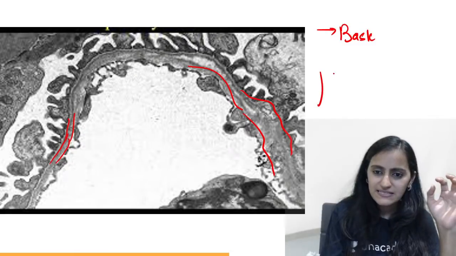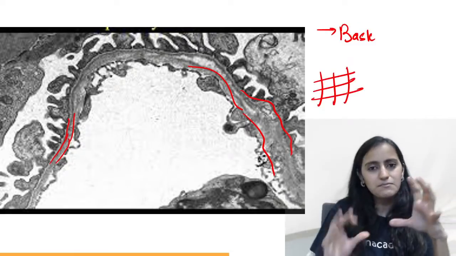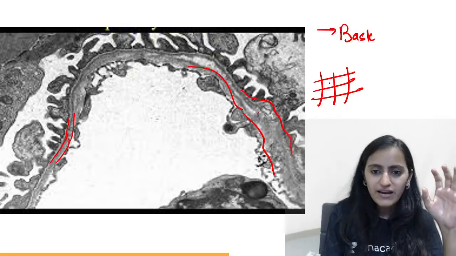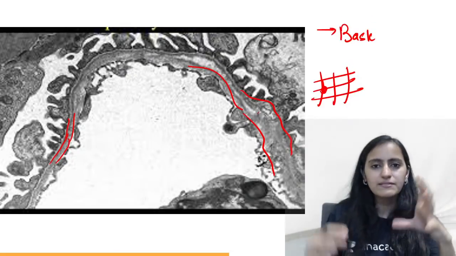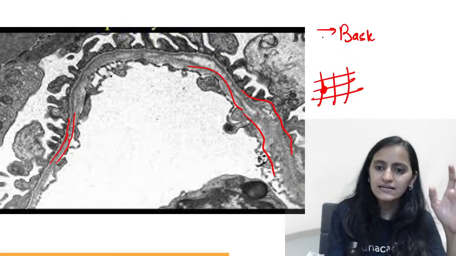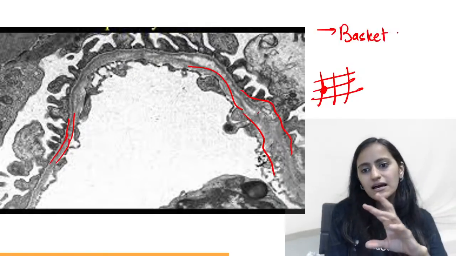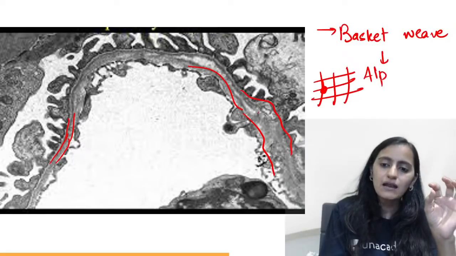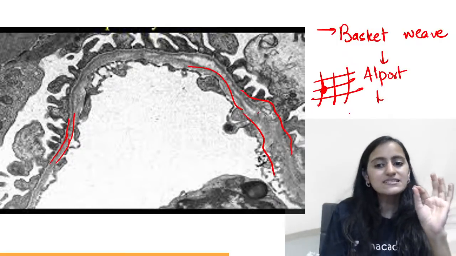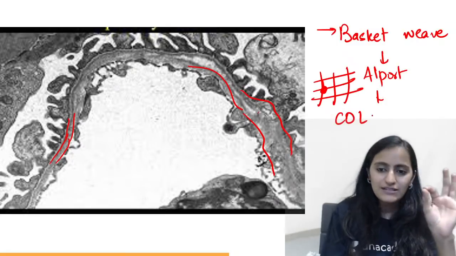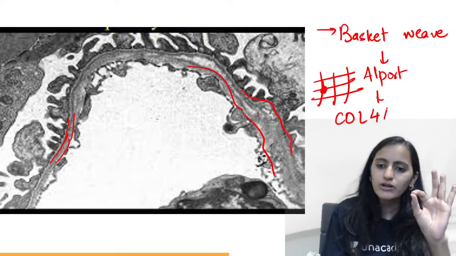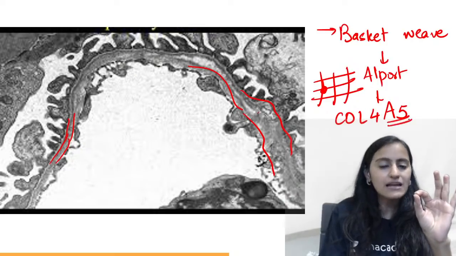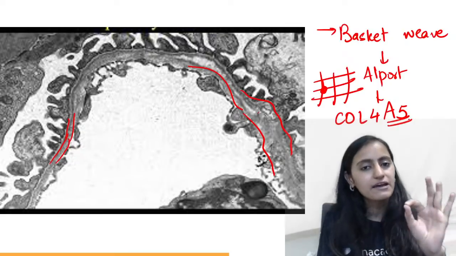Just like a basket, basket weave. So somewhere it will be thin, somewhere it will be thick, where the two are coinciding. So thinning and thickening, that is your basket weave appearance. Who weaves the basket? Alport. And what is the gene affected? It is collagen type 4, COL4A5. In Alport, it is COL4A5.